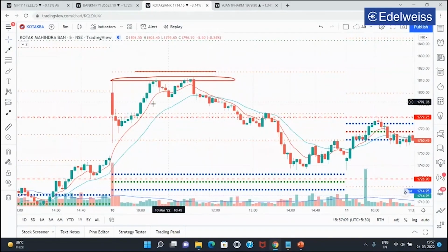These moving averages are 8 and 20. I use them for a different purpose, so it does not matter if you are using this or not. It does not matter with this strategy. So this red one is 8 and this blue one is 20 EMA, plus this CPR.